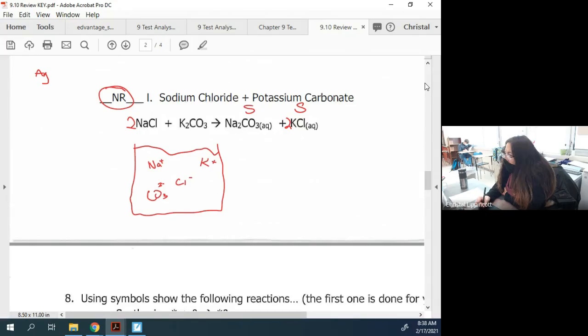When we went through and we mixed all of this together, that was still the case. Because nothing had changed on this side, everything was the same, nothing had hooked up, so to speak, and become a compound. Nothing changed. We had a no reaction there.